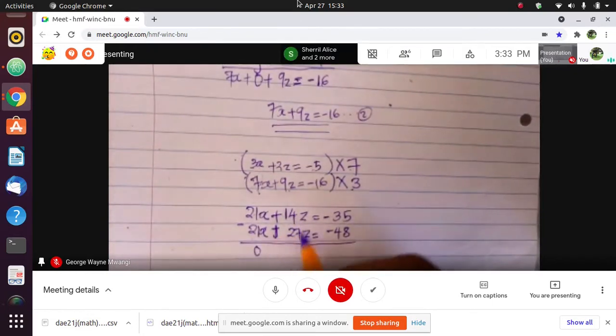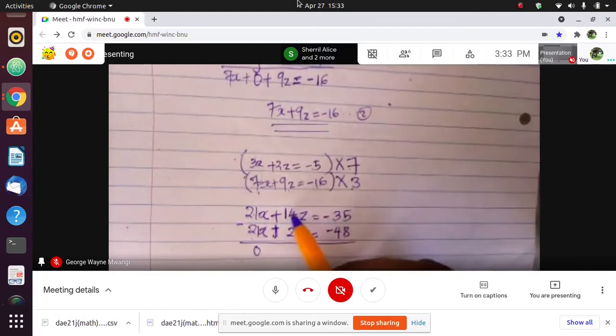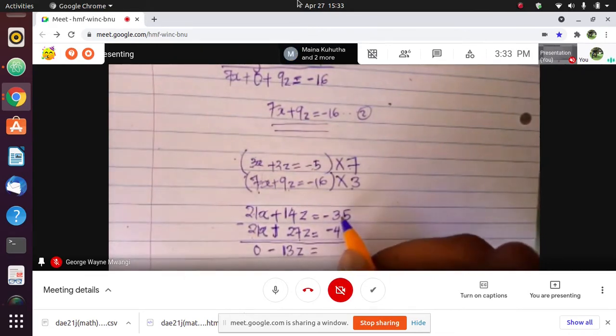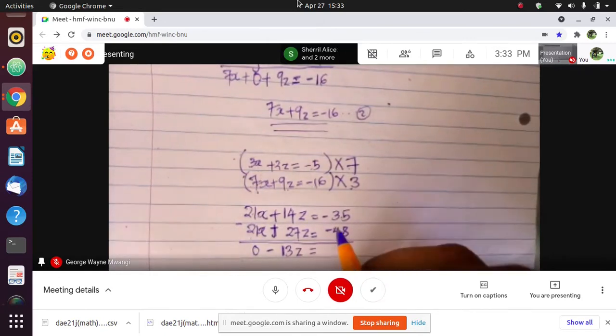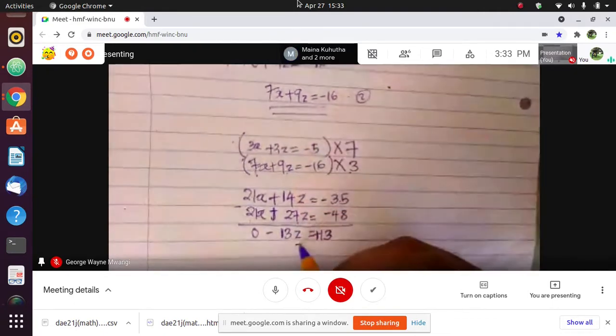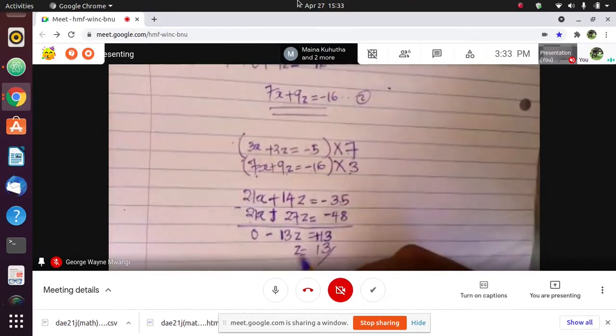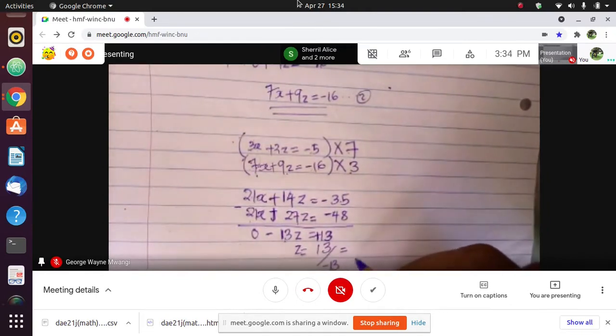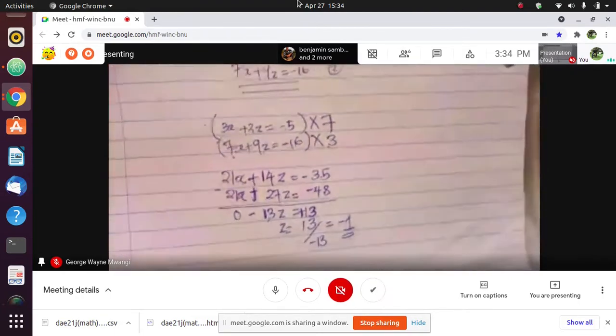So 14, and I will subtract everywhere. So 14 minus 27 gives me minus 13. Minus 13z is equal to negative 35 minus 48, how much does that give me? Negative 83... that is, 13 positive, plus 13. Therefore, the value of z will be this 13 divided by negative 13 to give me a value of negative 1. We'll get that the value of z is negative 1.